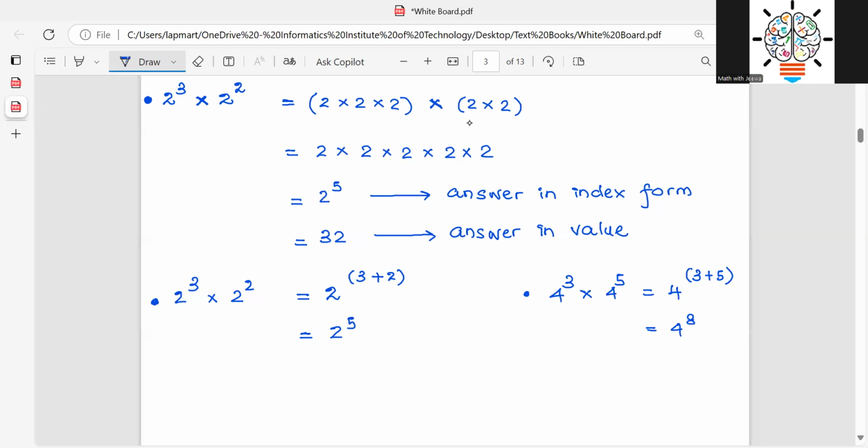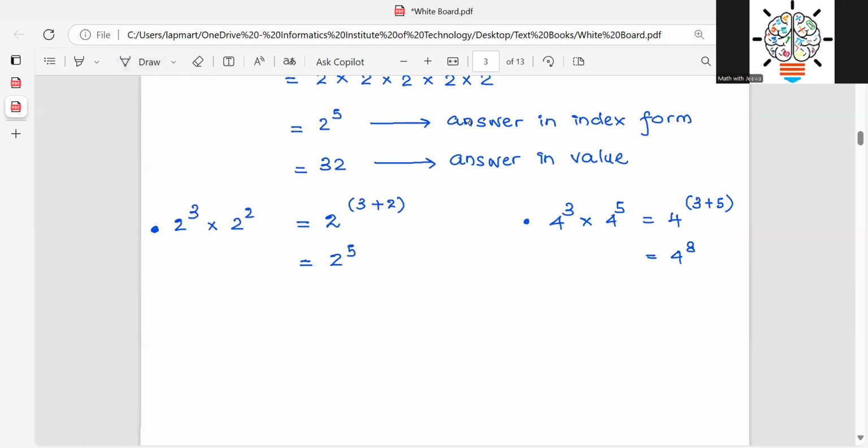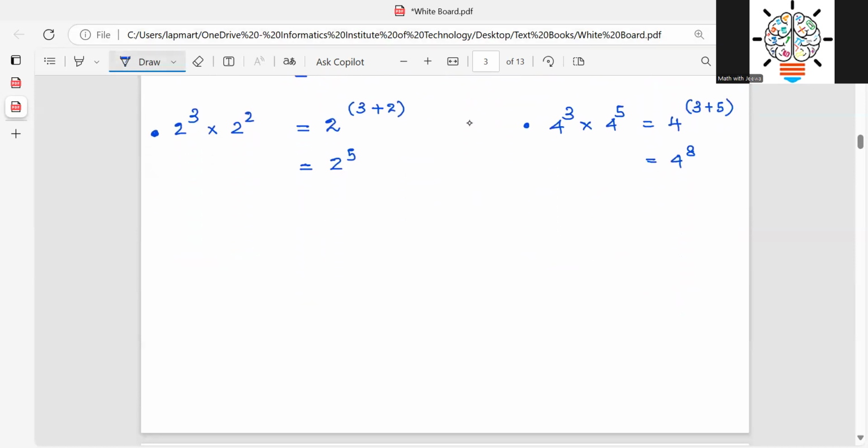Now let's say if you have something like this, children, that you have x to the power of 4 times x to the power of 2.